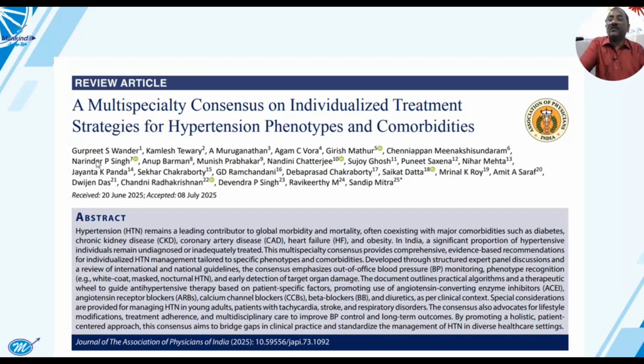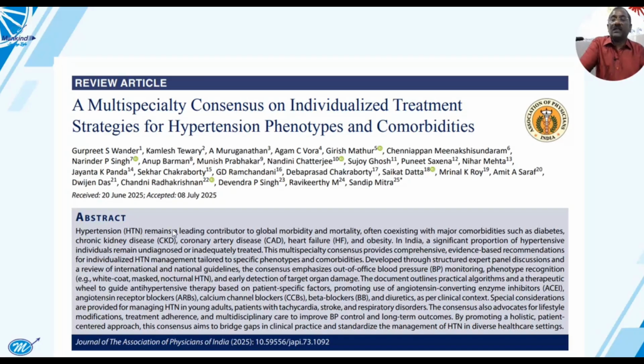See Gurpreet Wander, he is a Padma Shri and Padma Bhushan awardee. He is a cardiologist from Punjab. See Kamlesh Tiwari, he is from Lucknow. Muruganathan, he is from Tirupur. Dr. Vara, he is from SGPGI. Girish Mathur from Delhi. See Meenakshi Sundaram from Chennai. See, like that, okay. So a lot of good people are involved in this.